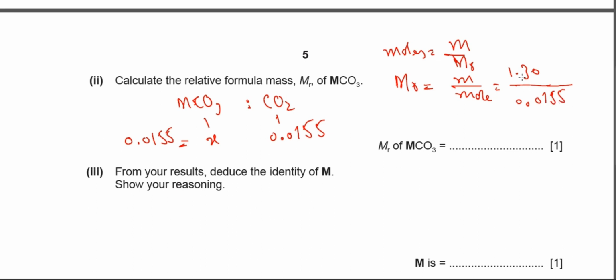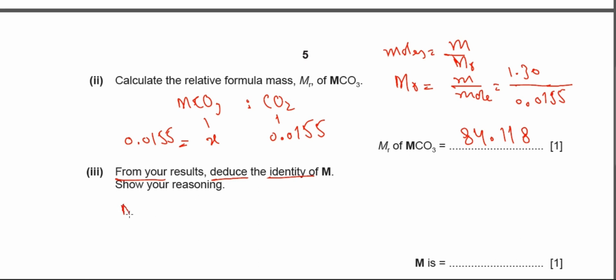Then when you divide this, I use the answer I already have in my calculator, and now dividing 1.30 by the answer I have in the previous part, this will give us 84.118. Understood? Then from your results deduce the identity of M.